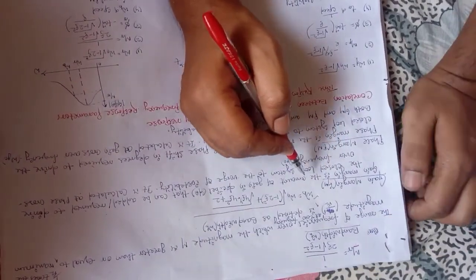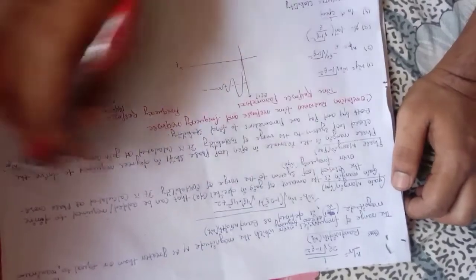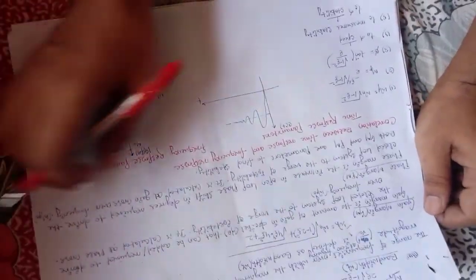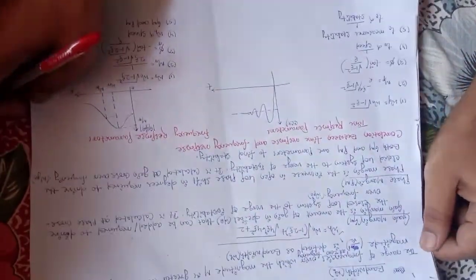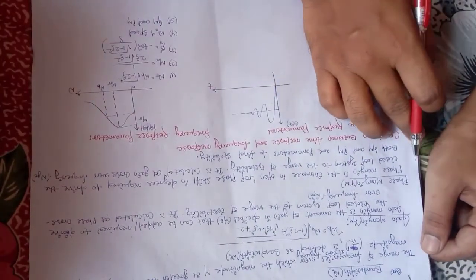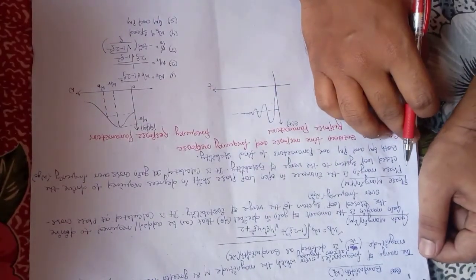Then the next two parameters are very important from the stability point of view, because our main motto is to find whether a particular system is stable or not.